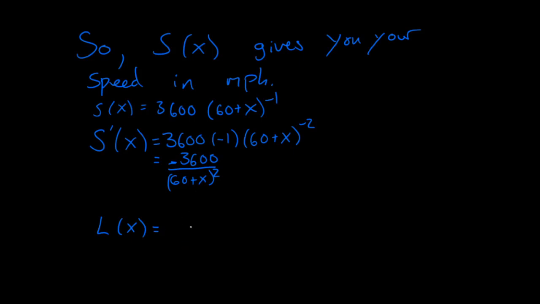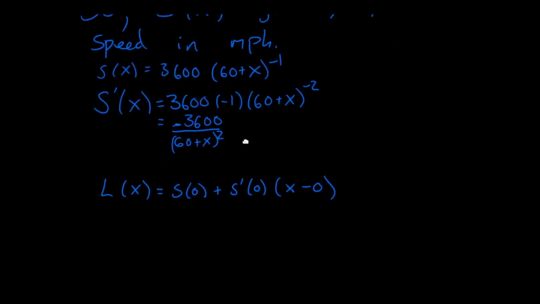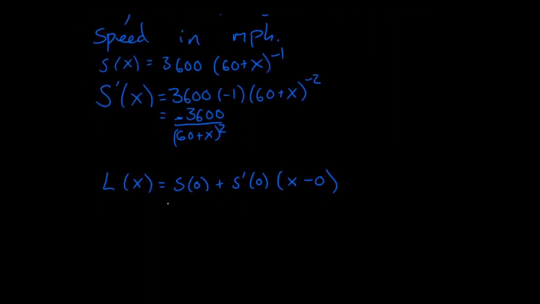Let's try it out. Okay, so first thing we'll do, it'll be L of 0 plus L prime, I'm writing L's when I should be writing S's. Sorry about that. S of 0 plus S prime of 0 times x minus 0. Just the good old-fashioned equation of a tangent line. I can figure all this out pretty easily. So S of 0, 3,600 times 60 to the minus 1. That's just 3,600 over 60. 3,600 is 60 squared, so you get 60 right there.